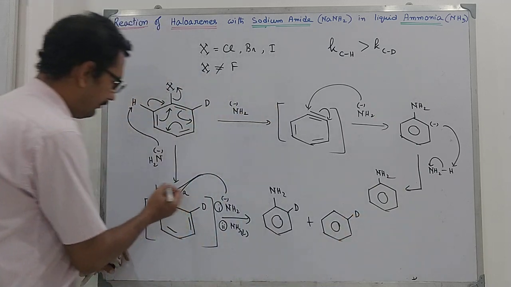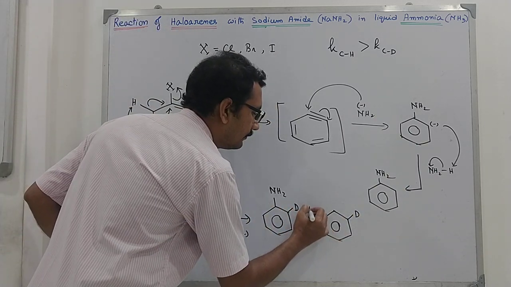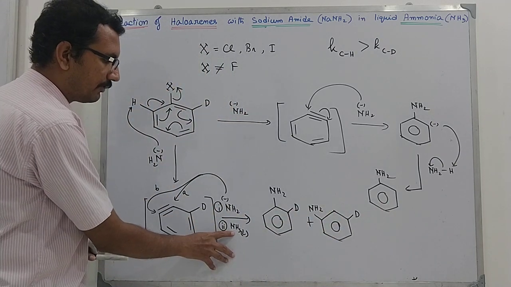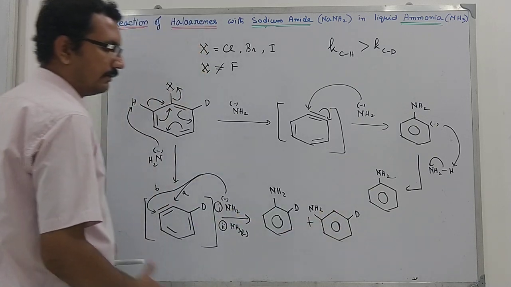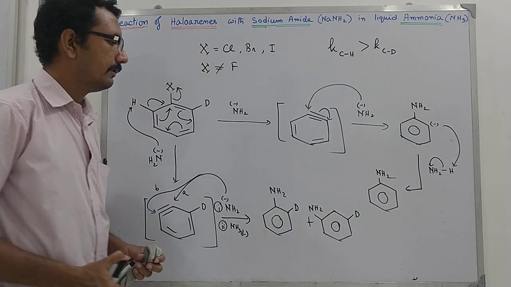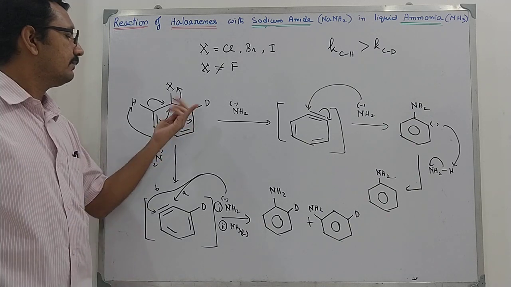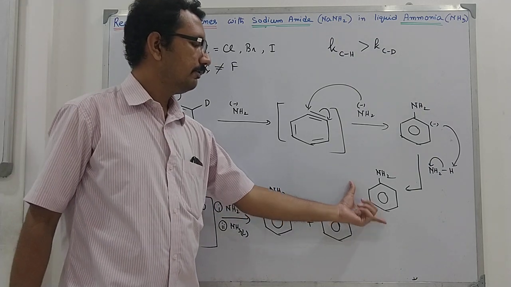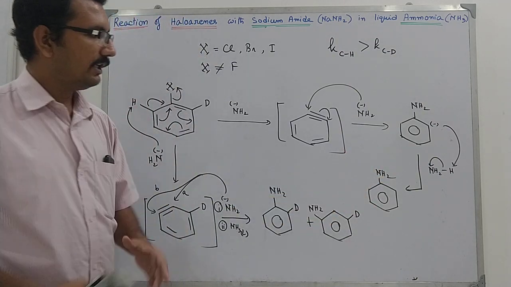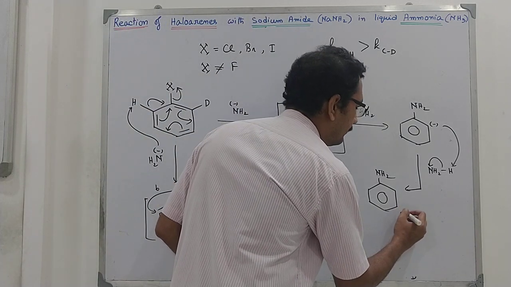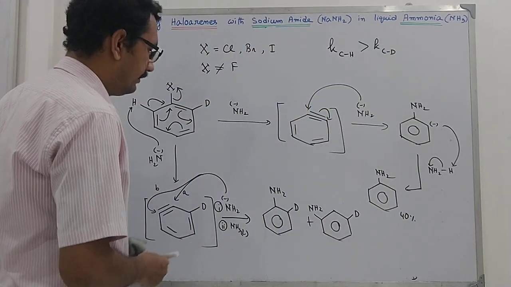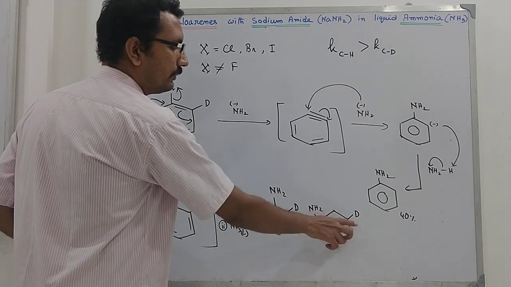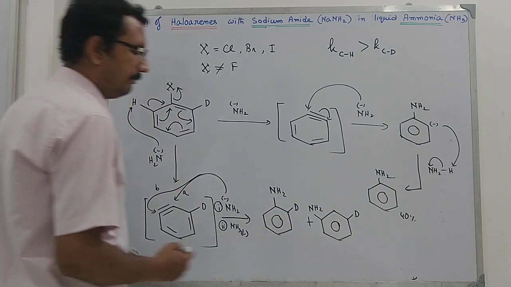So here we have deuterium, NH2 minus attacks here, and we will have a carbanion here. Now this carbanion will extract a proton from the solvent, and it will be protonated like this. So we have 3 products when we start with this 2-deutero haloarene. One is simply aniline, which is the minor product. For example, I can take this to be 40%. And 2-deutero aniline and 3-deutero aniline, these are the major products.